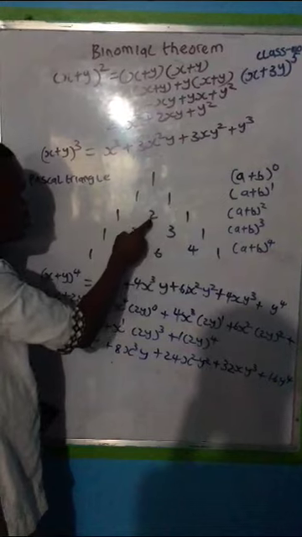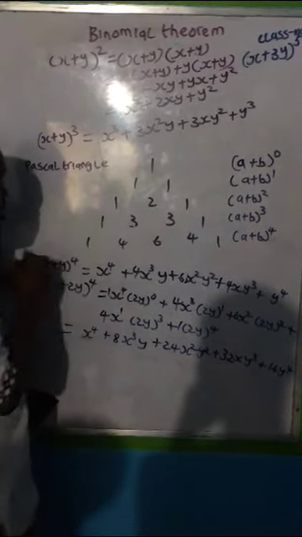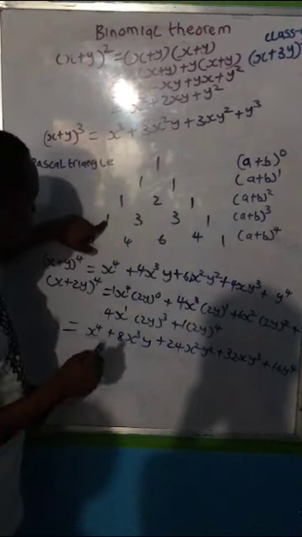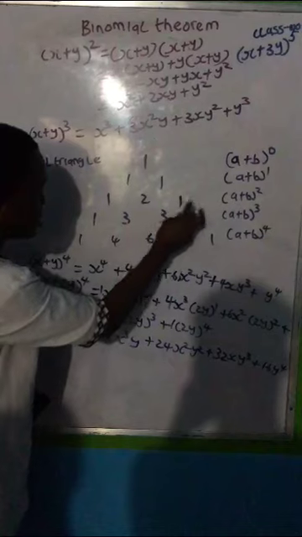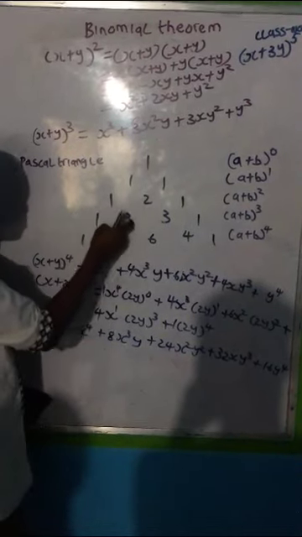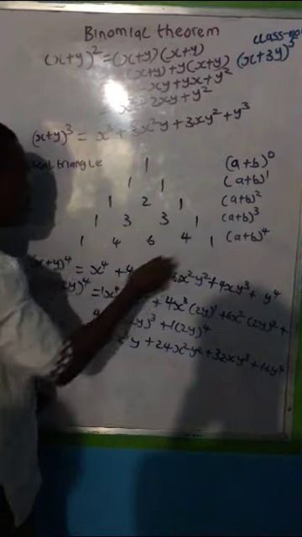So 1 plus 1 is 2. Since there's nothing else, just put 1 and put 1 here. So you start with 1 again and end with 1. So 1 plus 2 is 3. 2 plus 1 is 3. Then end with 1. So 1 plus 3 is 4. 3 plus 3 is 6. 3 plus 1 is 4. And you end with 1.